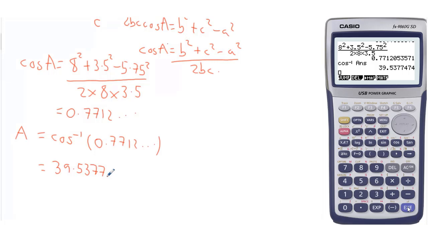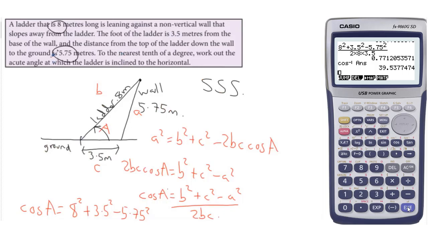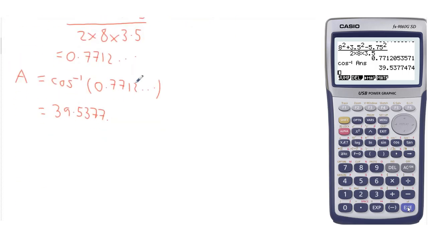So the ladder makes an angle. Actually, let's just see exactly the wording of this. The ladder is inclined at 39.5 degrees to the horizontal.